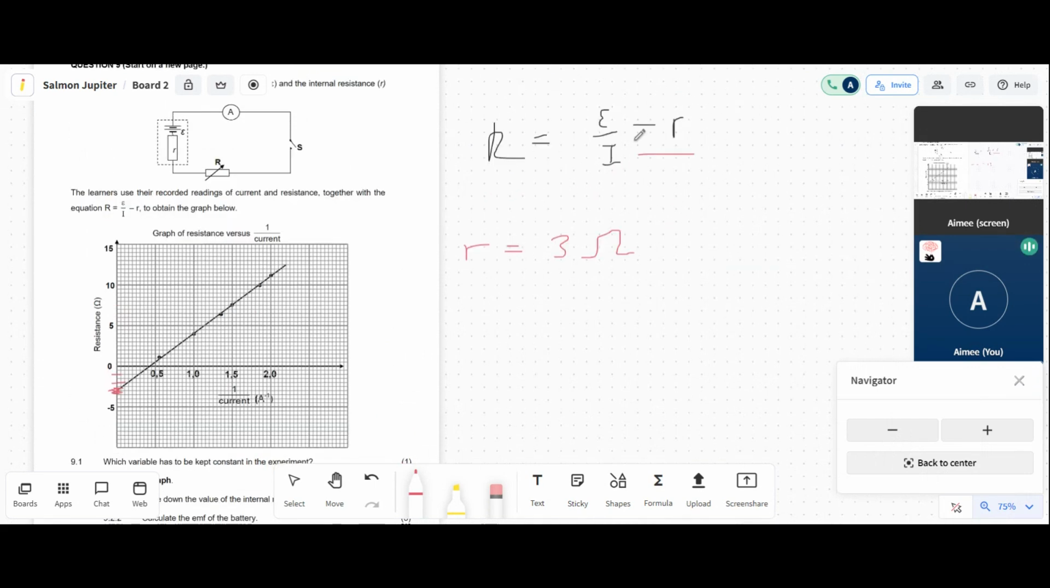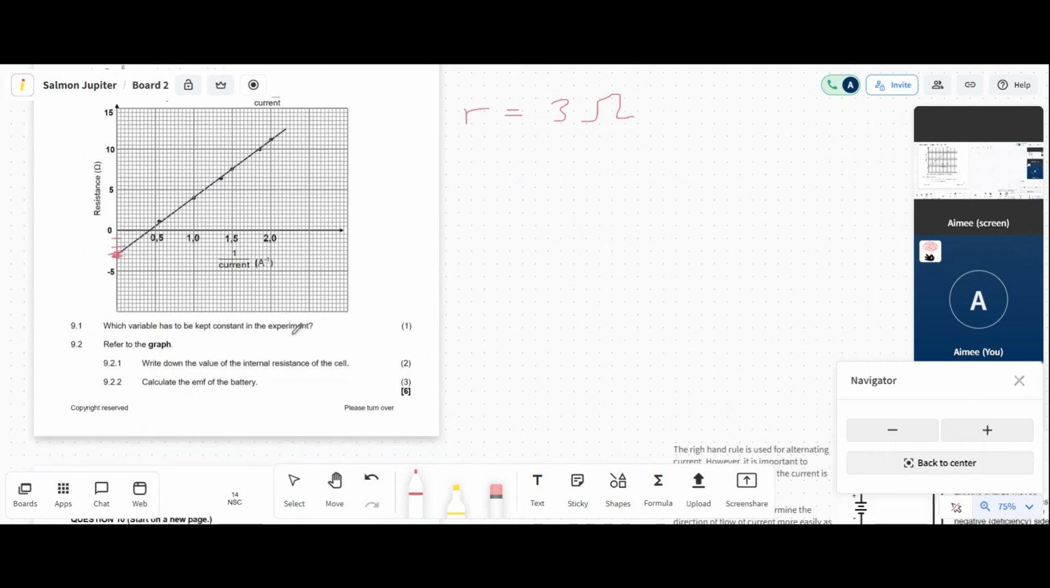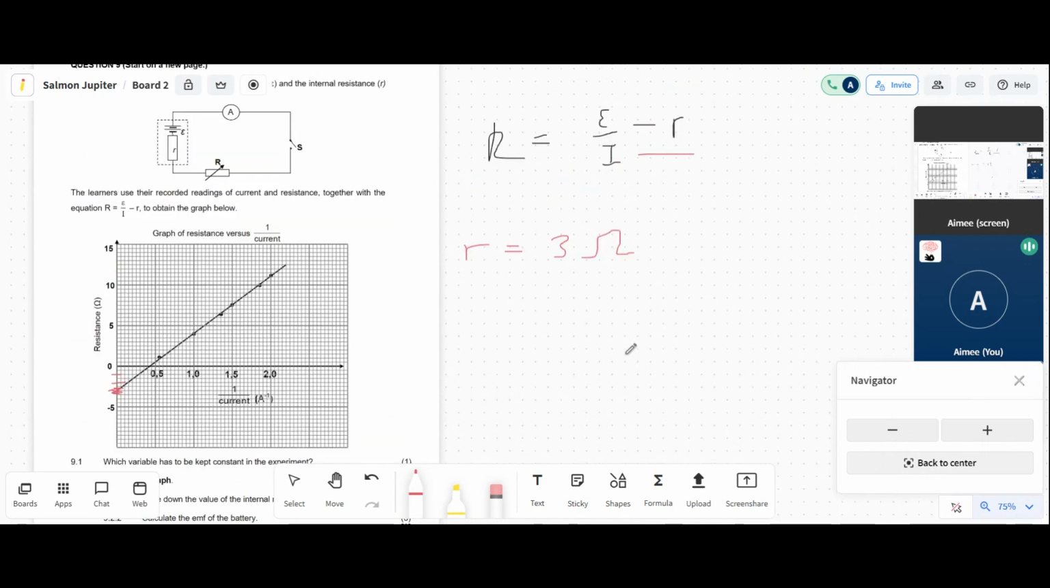Because according to our straight line graph formula, negative r corresponds with the y-intercept, which when we read it off the graph is 3 ohms. Like I said, don't worry about the negative. You can just report it as 3 ohms. Perfect. And then the next question says, calculate the EMF of the battery.